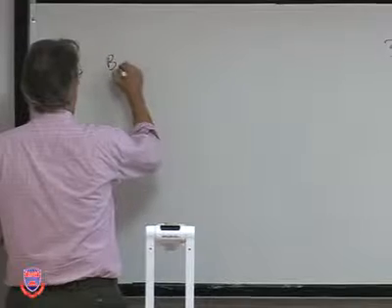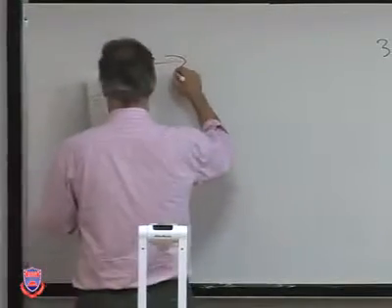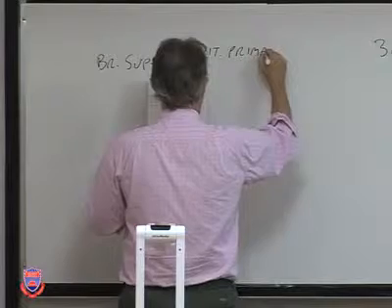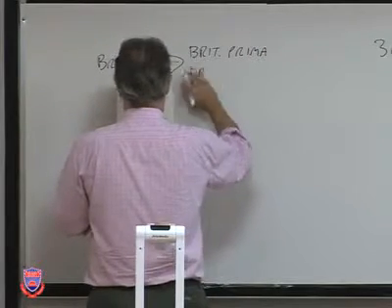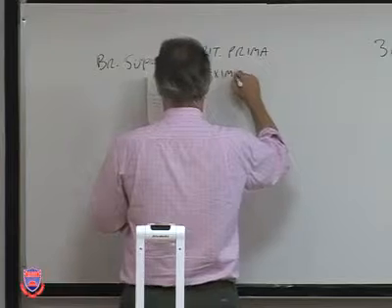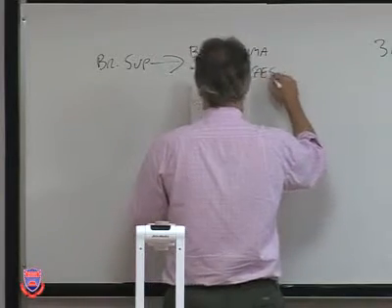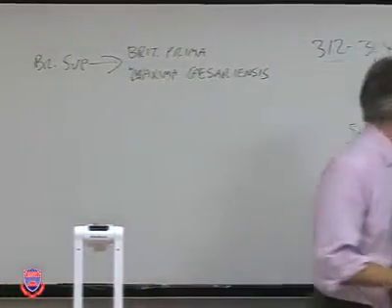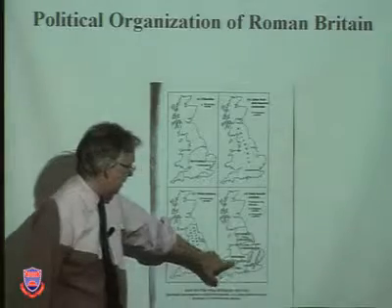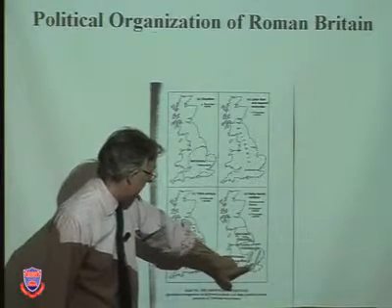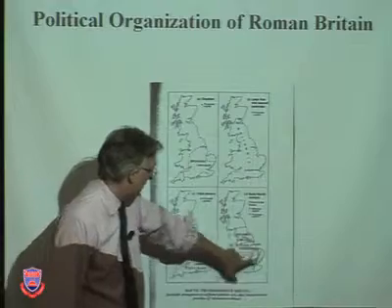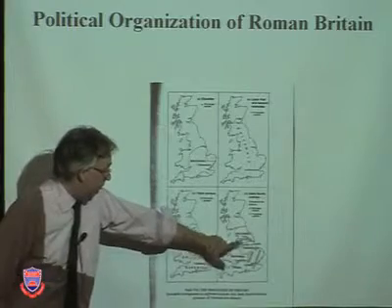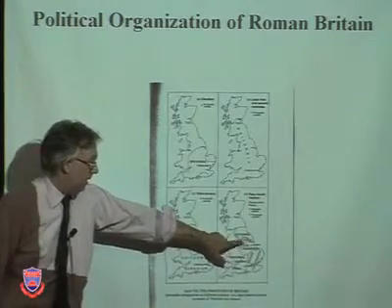So Britannia Superior becomes Britannia Prima and Maxima Caesariensis. So this is Britannia Prima based at Cirencester, and London again remains the capital for Maxima Caesariensis. And Britannia Inferior becomes Britannia Secunda up here.